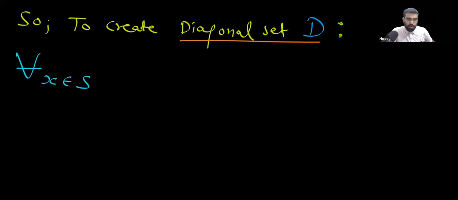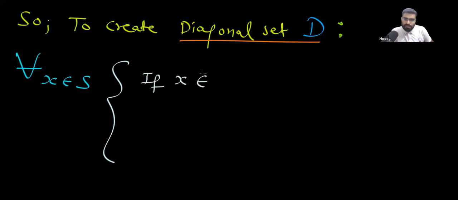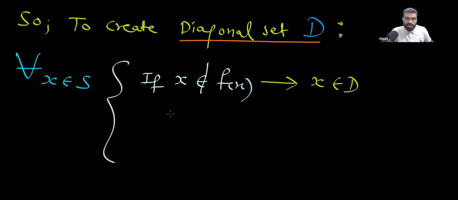This I will do for all X in S. For every element X in S, what will I do? If X does not belong to Fx, meaning X does not belong to its image, then what will I do? Then I will put it in the set D.